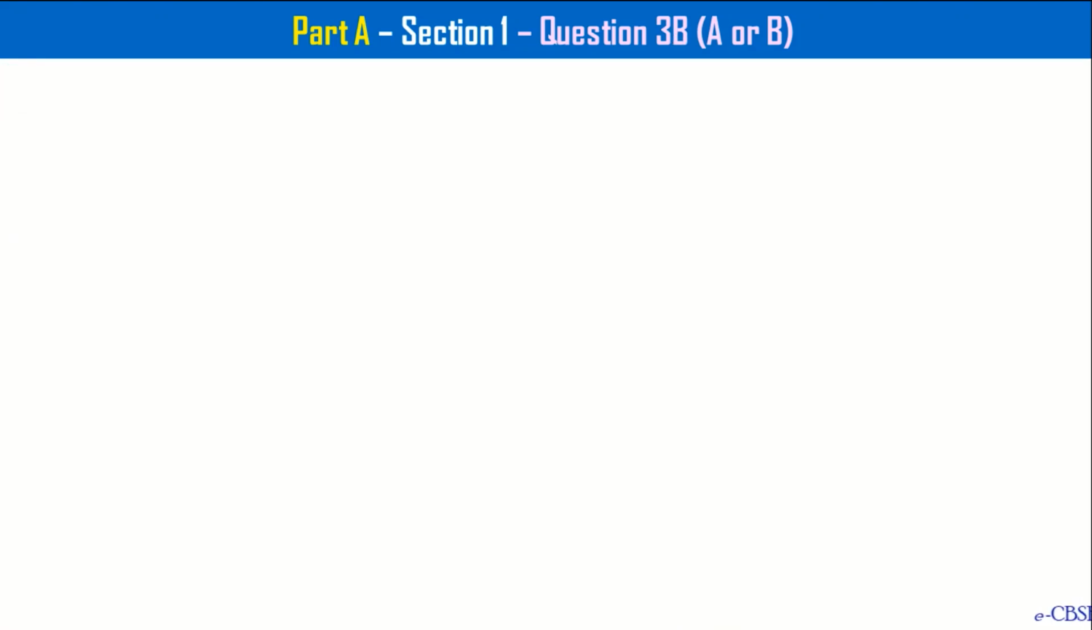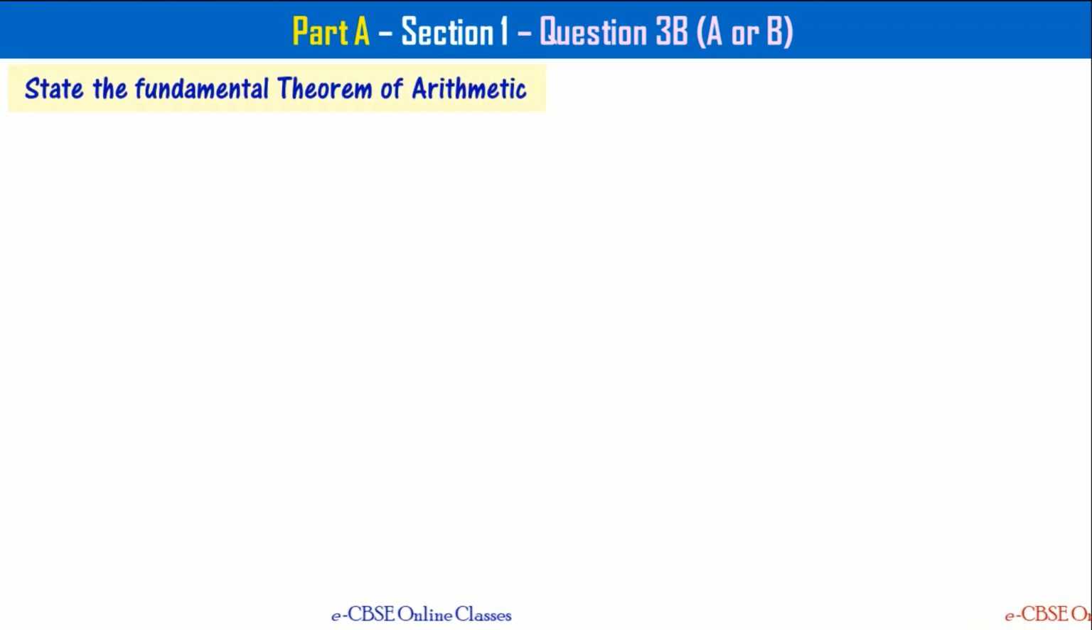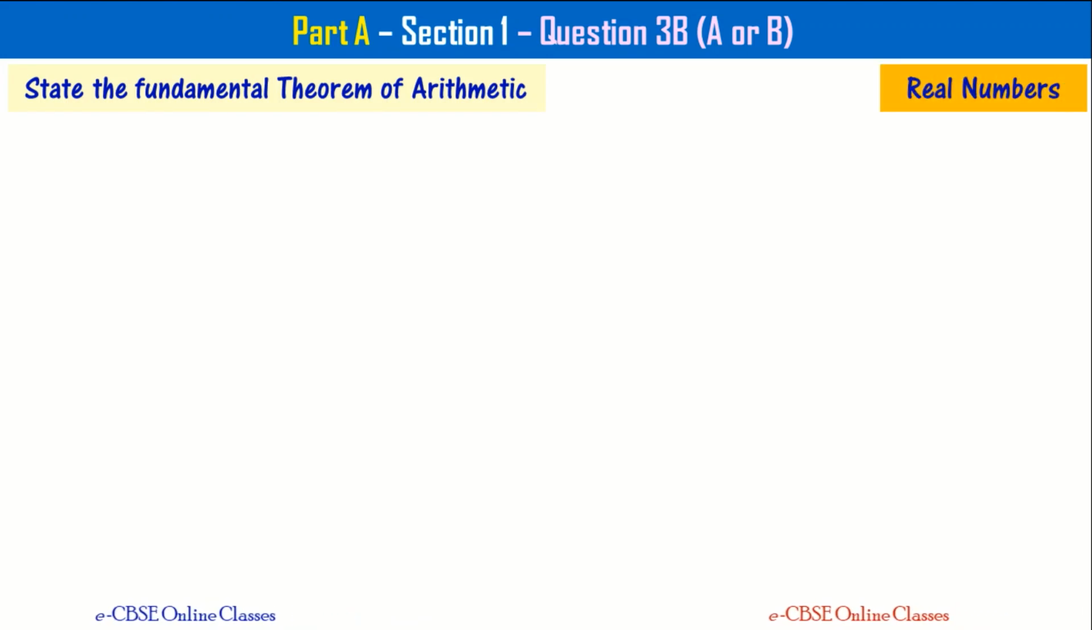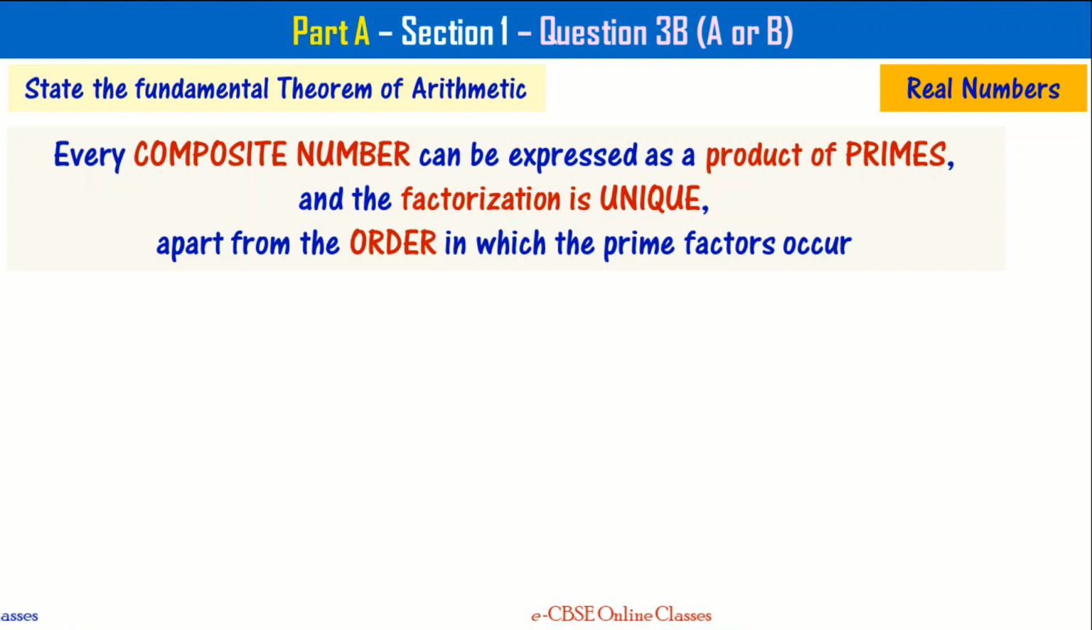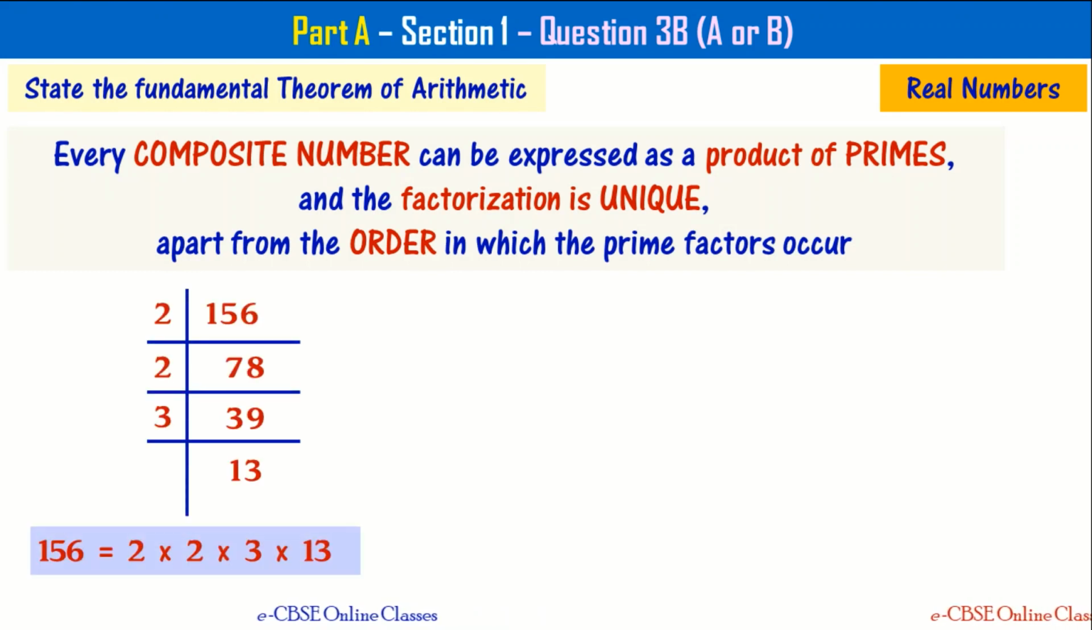Let's go to choice B of question 3. Here we are asked to state the fundamental theorem of arithmetic. It is also from real numbers. It can be stated as following. Every composite number can be expressed as a product of primes, and the factorization is unique apart from the order in which the prime factors occur.